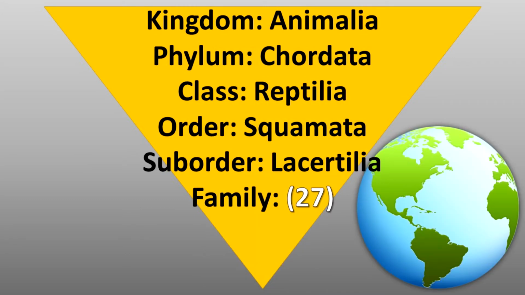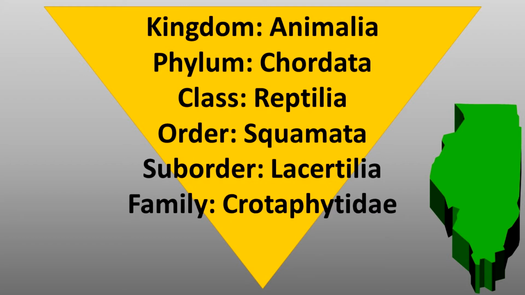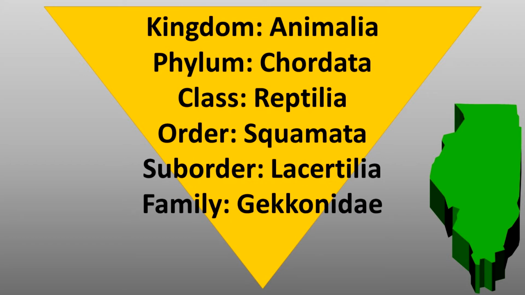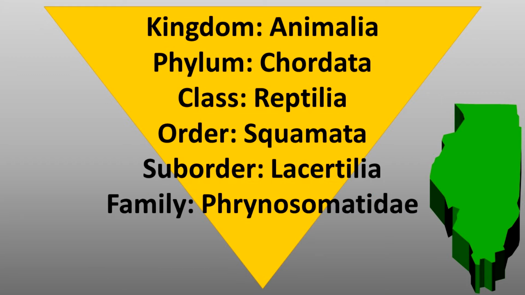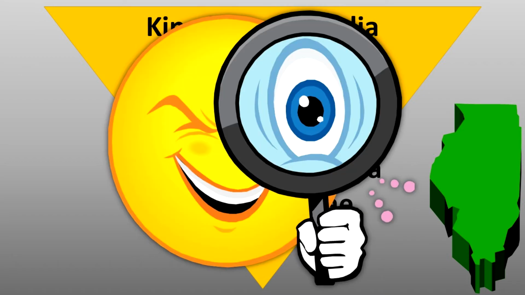Recent taxonomic work shows that there are 27 lizard families worldwide. 6 of those families are represented in Illinois: family Anguidae, family Crotaphytidae, family Gekkonidae, family Phrynosomatidae, family Scincidae, and family Teiidae. Let's look at each one.